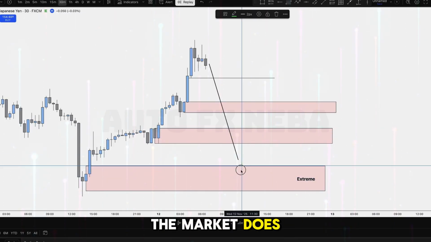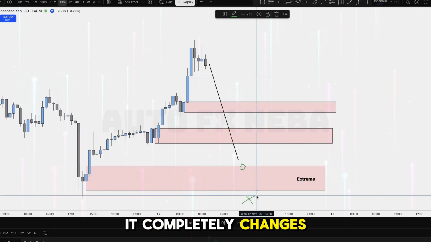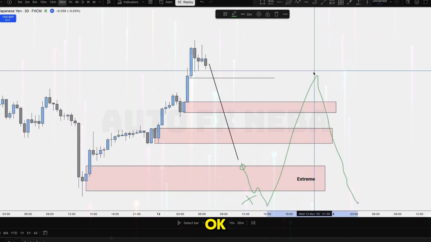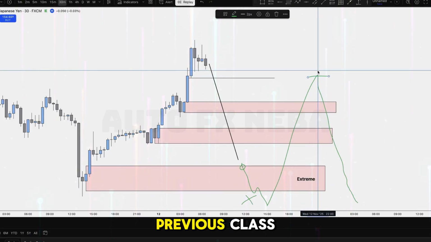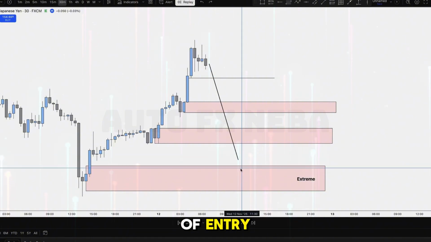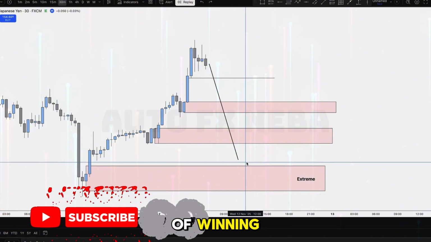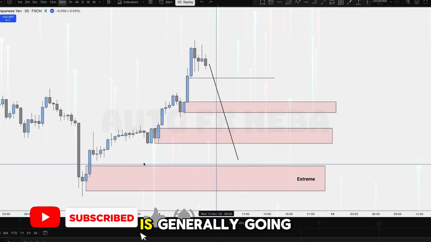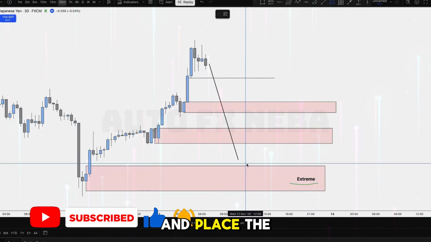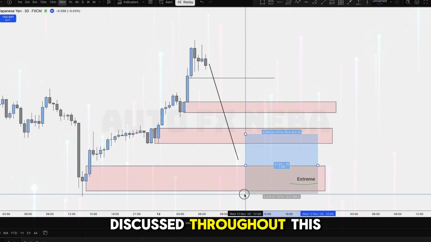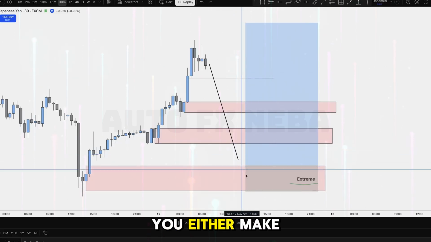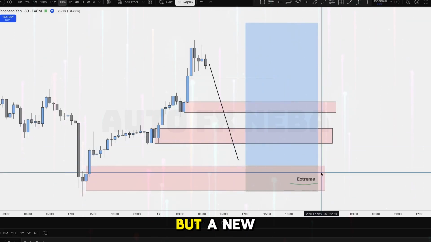So if the market does not react from here, it completely changes the bias because it would break through the low and turn into a downtrending market, as discussed with reversals in the previous class. So the highest probability in terms of entry and probability of winning, and also the highest risk reward, is generally going to come from the extreme zone. So you can go ahead and place the buy limit or the sell limit, as we've discussed throughout this class for the majority of trades, at the extreme. And this is the point where you either make or break. You either win or you lose, but a new opportunity opens.